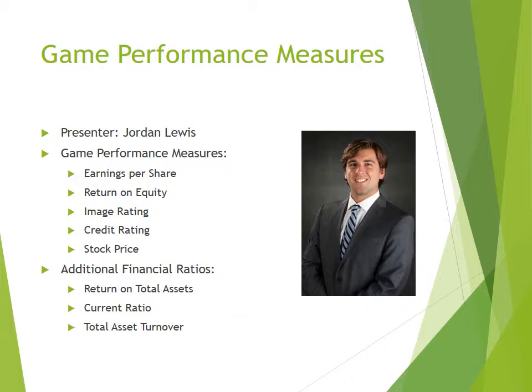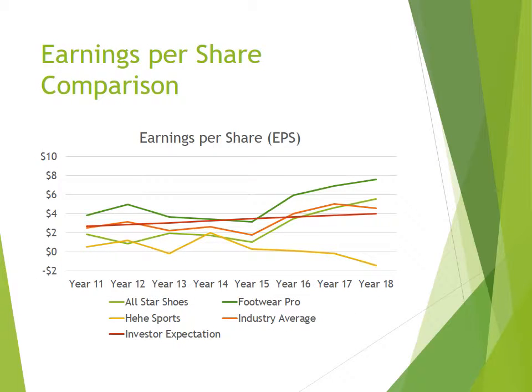Our company's two closest competitors have been identified as Footwear Pro and Hehe Sports due to their similarly priced shoes and attempts at providing a low-cost product. The first game performance measure we'll cover is earnings per share, or EPS. Earnings per share is found by dividing net income by the number of shares of stock issued to stockholders. EPS can be boosted by acting in ways that raise net income and by repurchasing shares of stock.